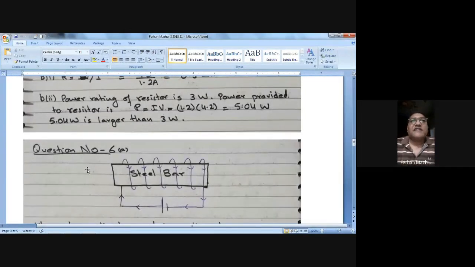Power provided to the resistor is P equals IV. The I is 1.2 amps and the voltage you provided is 4.2. So the power you are providing is 5.04 watt. You see, the power rating of the resistor was only 3 watts, but you gave it a power of 5.04 watt. It is way higher than the power it can bear. So what will happen? You have provided too much. So due to the heating effect of the current, the resistor will burst. It will melt. It will catch fire. It will blow. Okay, so it's a 2 mark question. You see, he asked us in the question to include the calculations. So we have done that.